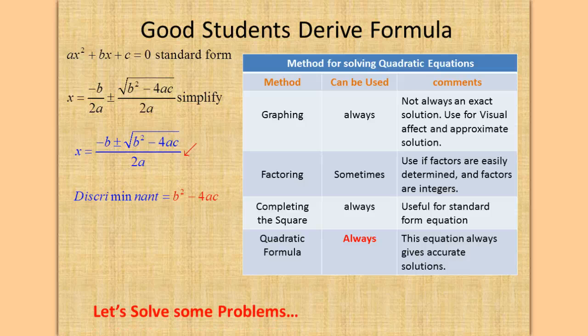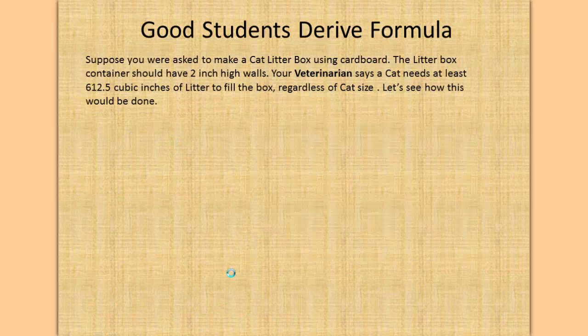Let's solve some problems. Okay, suppose you were asked to make a cat litter box using cardboard. The litter box container should have 2-inch high walls. Your veterinarian says a cat needs at least 612.5 cubic inches of litter to fill the box, regardless of the cat size. Let's see how this would be done.